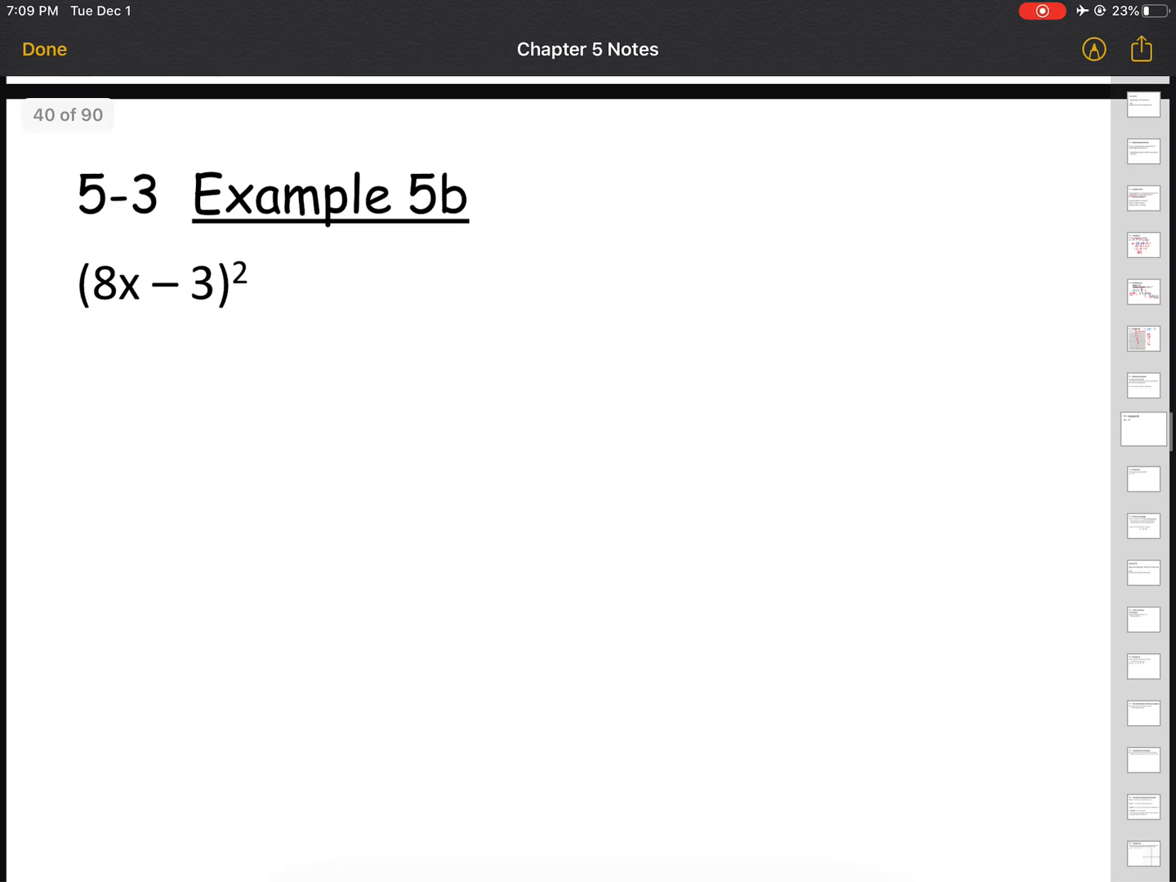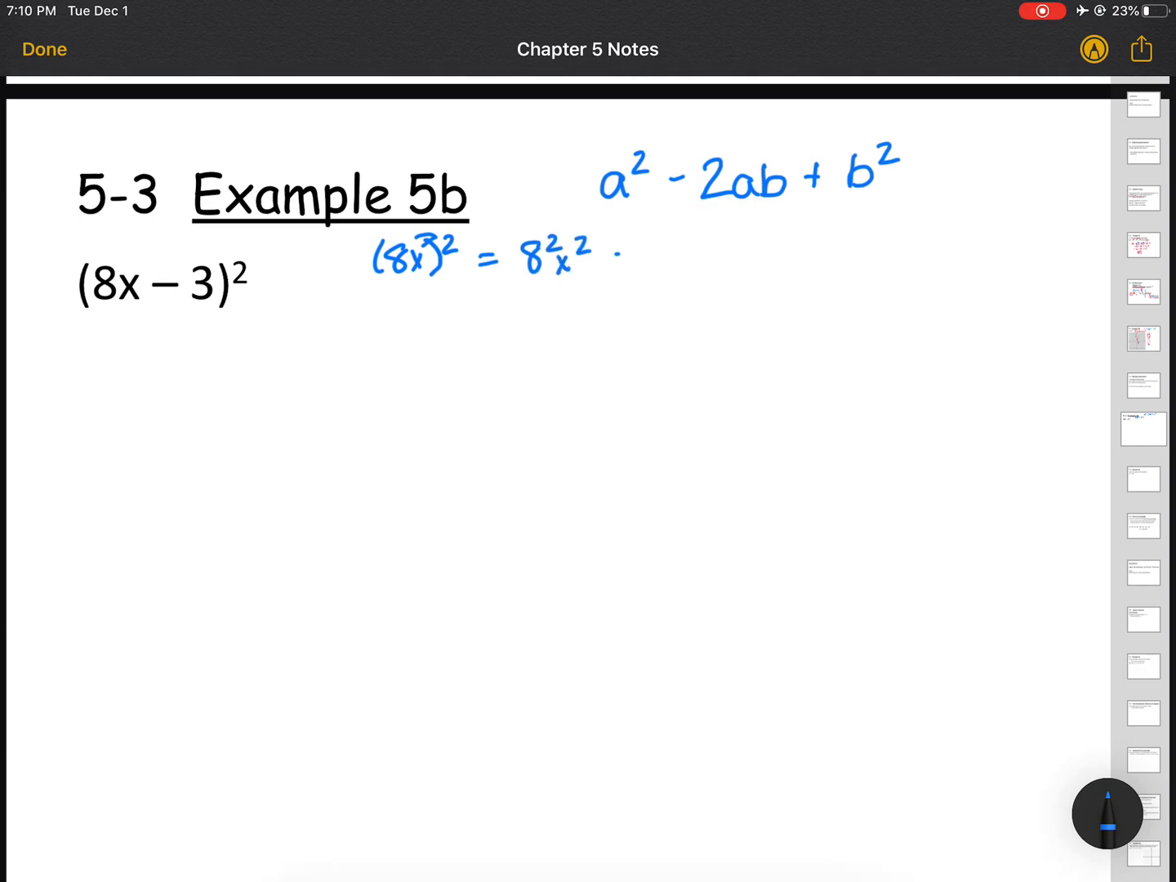Next example, I have a square of a binomial, the subtraction side of it, and according to our chart, it should be our first term squared minus the double of both terms multiplied together plus our second term squared. So our first term is 8x, and if we square that, it is 8 squared x squared, which is 64x squared. So it starts out with 64x squared.